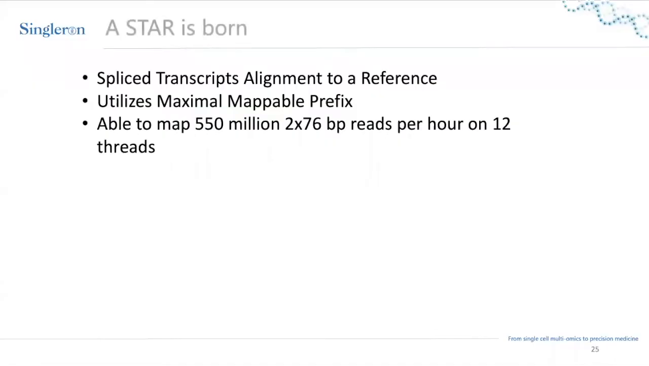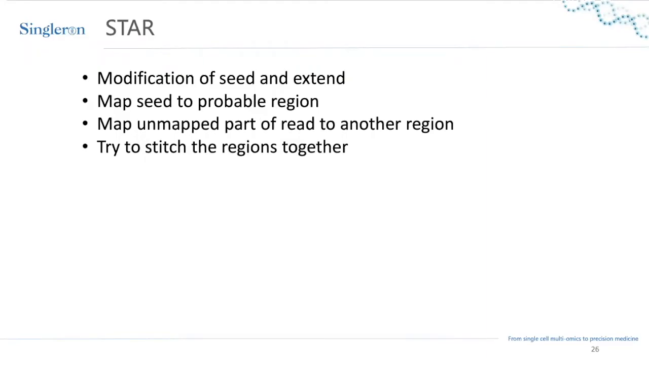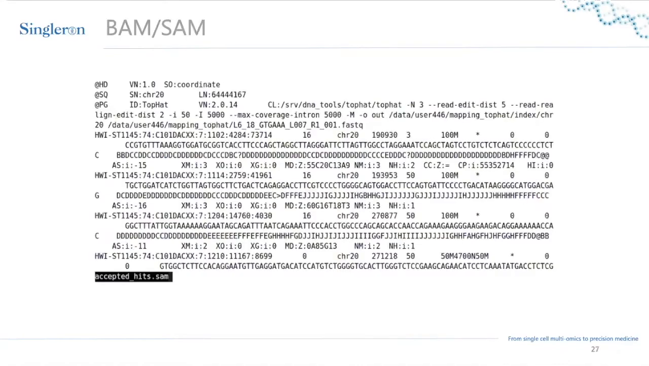So one of the mappers that is most widely used for RNA sequencing, and which we also use in our tool, is called STAR. STAR stands for Splice Transcripts Alignment to a Reference. And it is quite fast, which is one of the main advantages of using it. It uses a modification of the seed and extend that I explained before. It maps one seed to a probable region, maps the other part of the read to another region, and then tries to stitch them together and see if this is a good fit.